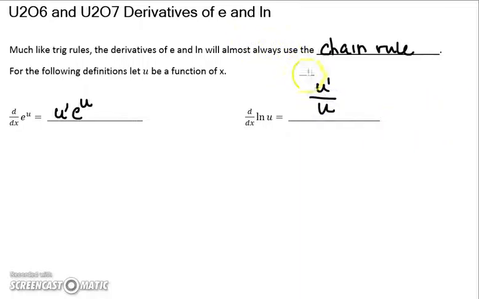So again, the u prime that you see in your numerator here and multiplied by your e over here, that's taking the chain rule into account already. We don't have to worry about finding the chain rule. It's going to be there in our definition already. So let's look at a couple of problems.